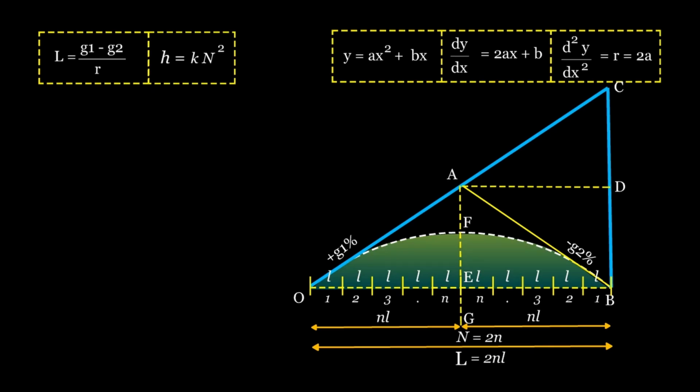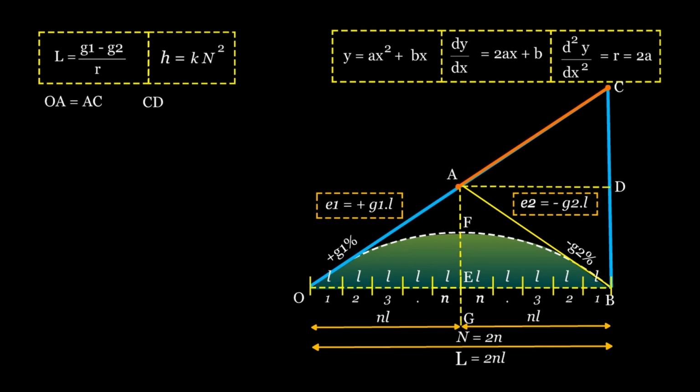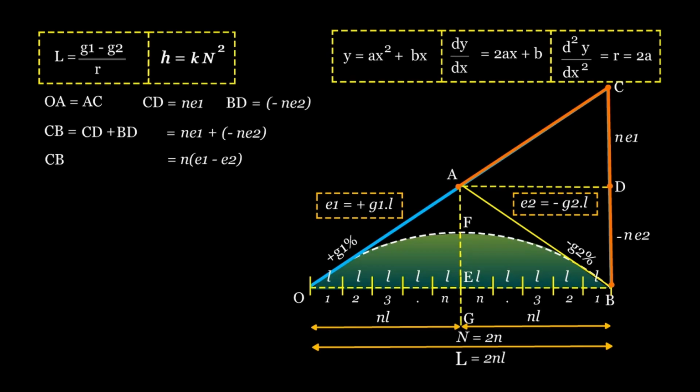G1 and G2 equal the grades of the two tangents, and e1 and e2 equal the corresponding rises or falls per chord length L. Now let us do some algebraic calculation. That is, OA equals AC, and CD equals n into e1, that is ne1. And BD equals minus n into e2, that is minus ne2. Now CB equals CD plus DB, that is ne1 plus minus ne2, that is n into e1 minus e2. Here, at the end of the curve, CB equals H.